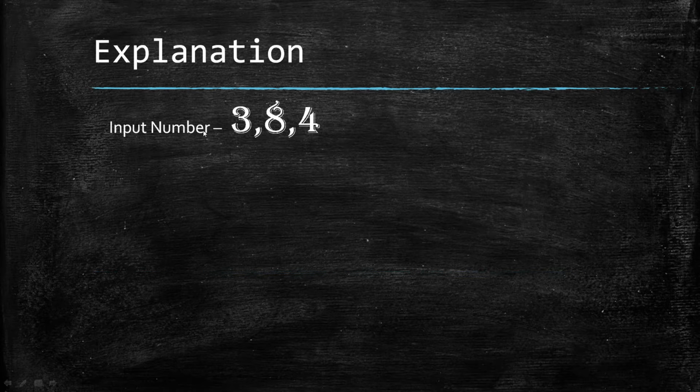Let's see, we have three input numbers: 3, 8 and 4. In this case, the greatest number out of these three is 8, so the output is 8. There may be any set of numbers, like 3, 2 or 4. Let's see how to approach this problem statement.